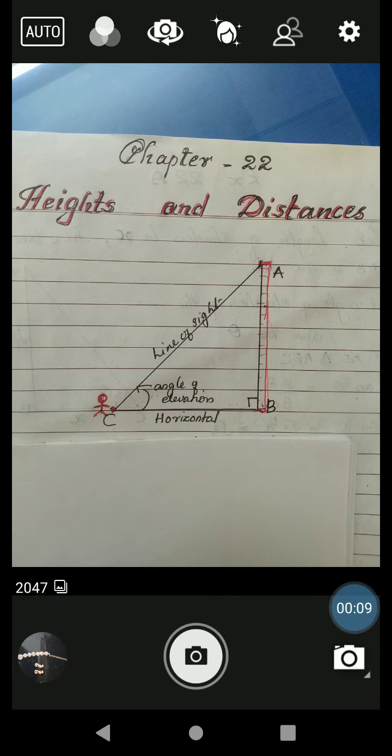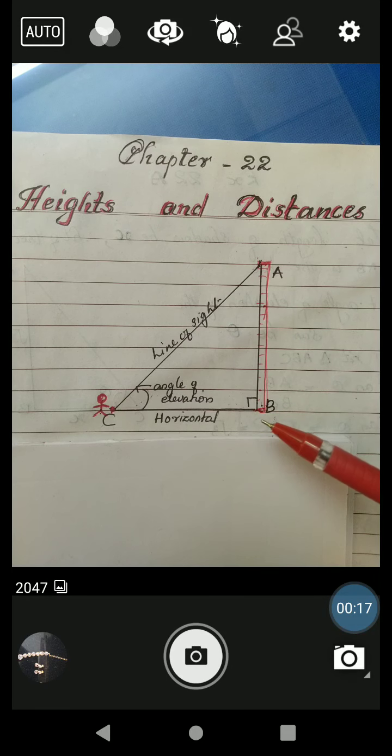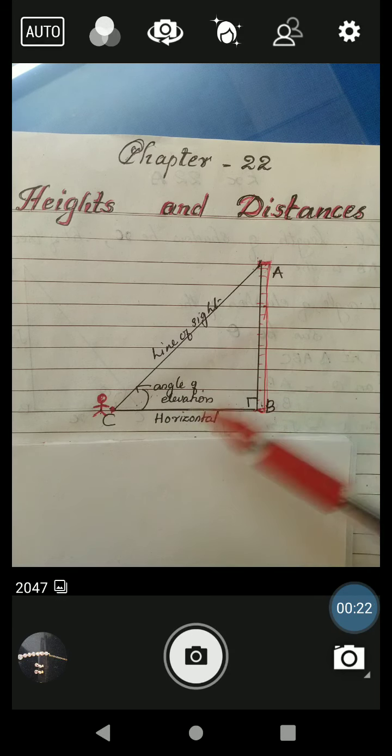Today we are going to discuss heights and distances. Here we will study angle of elevation and angle of depression. Before studying this, you have to remember all trigonometrical identities, the trigonometrical ratios. Do you remember that?